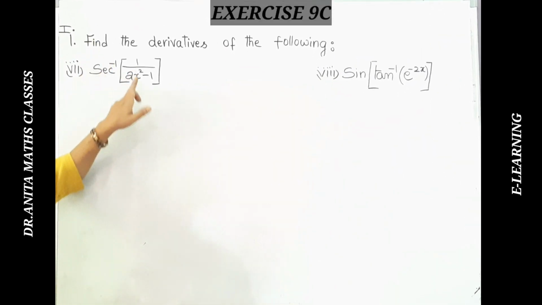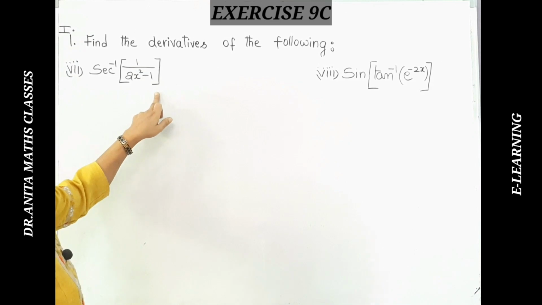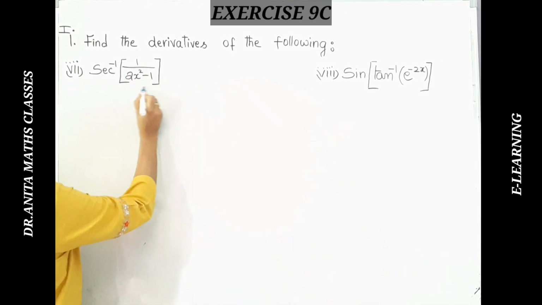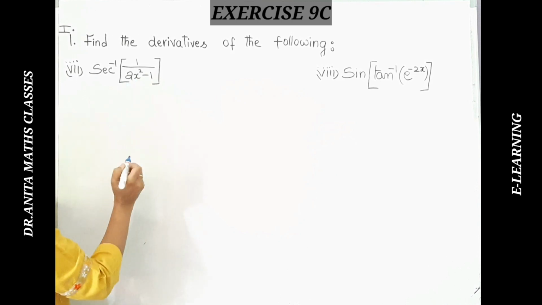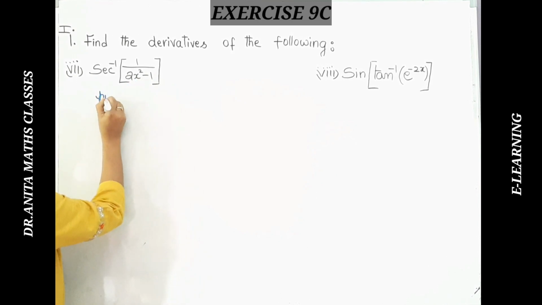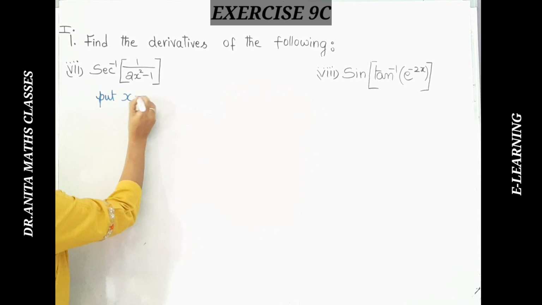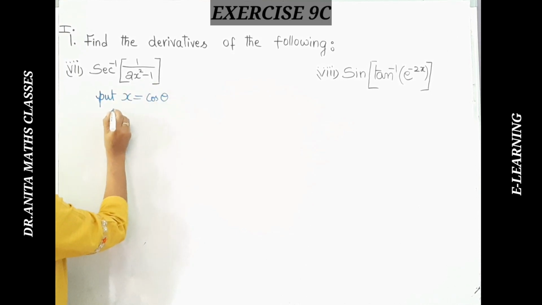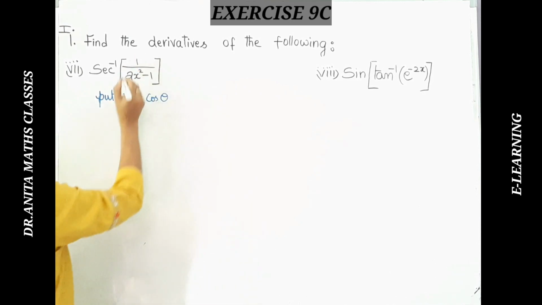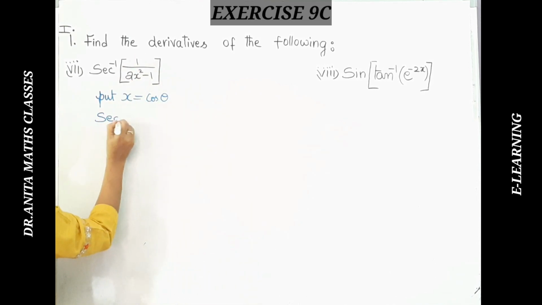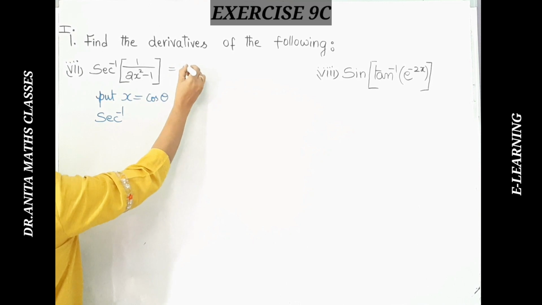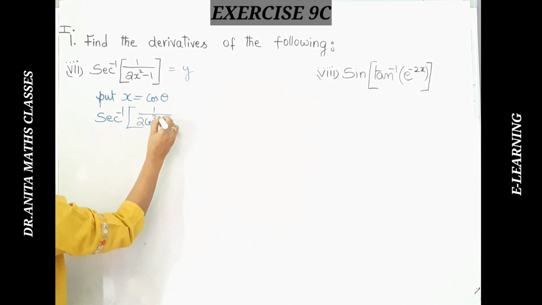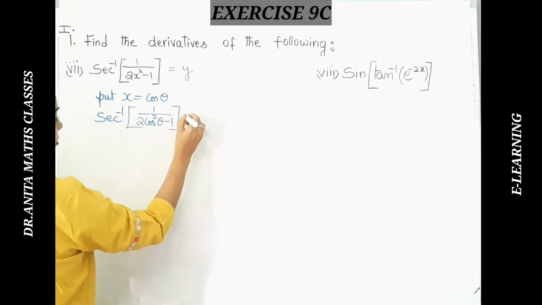Positive one, secant inverse of 1 by 2x square minus 1. Here this is secant and this is 1 upon this. So if I suppose x as cos theta, putting x equal to cos theta, let us simplify this part first. Substituting here, 1 by 2 cos square theta minus 1.